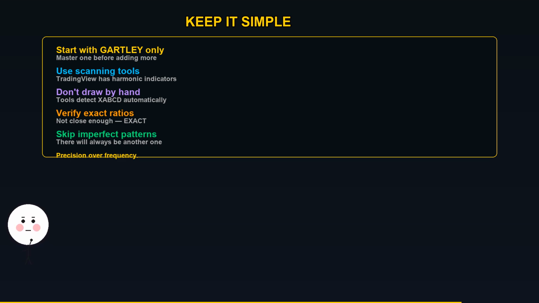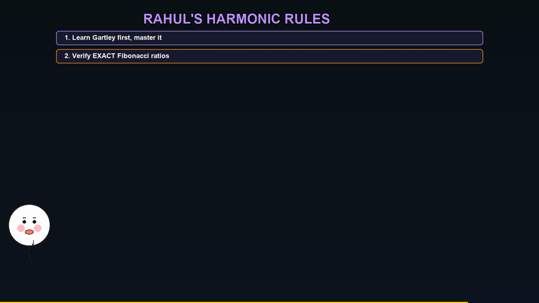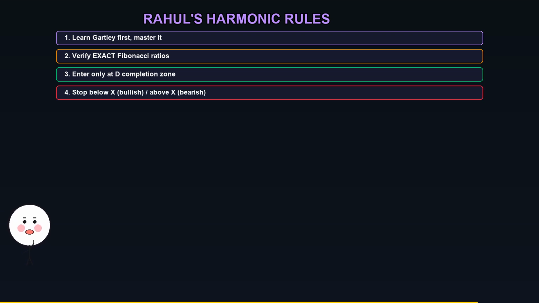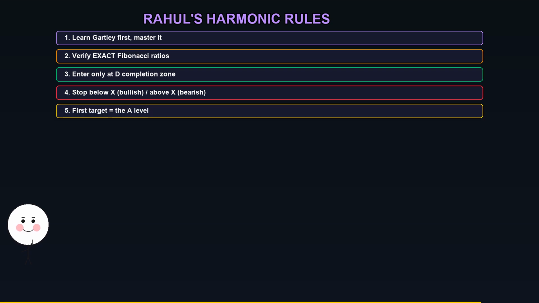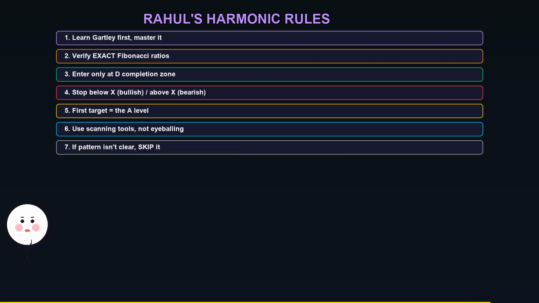Precision over frequency. Rahul's harmonic pattern rules. 1. Learn Gartley first. Master it before adding more patterns. 2. Verify exact Fibonacci ratios. If B is not at 61.8 of XA, it is not a Gartley. 3. Enter only at the completion zone, never before. 4. Stop loss always below X for bullish patterns, above X for bearish. 5. First target is always the A level. 6. Use scanning tools. Do not try to find these by eye. 7. If the pattern is not clear, it is not a pattern.